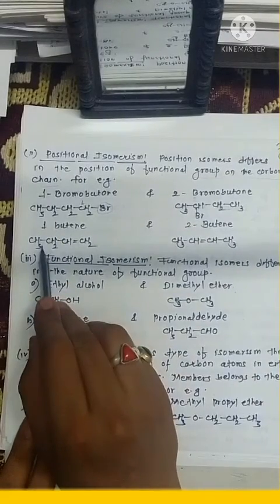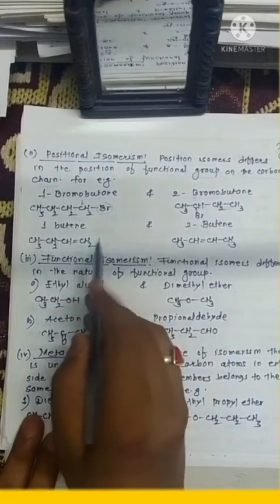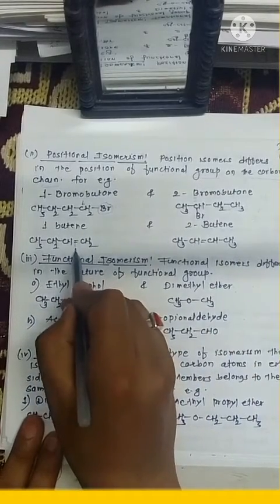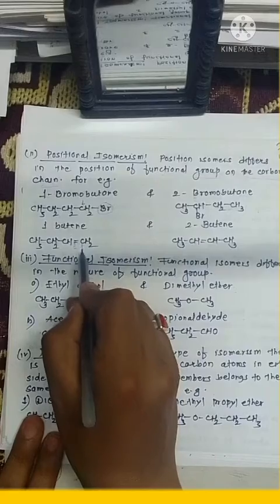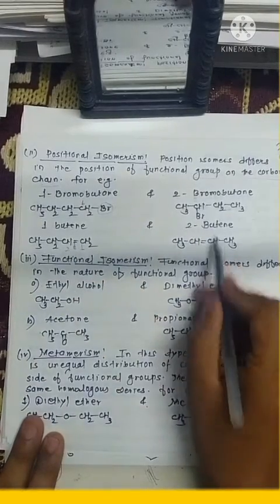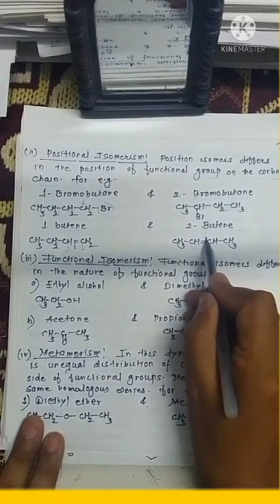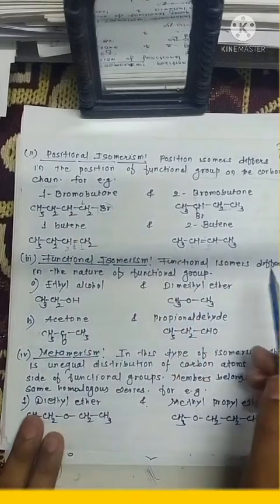Also see the example of 1-butene and 2-butene. In this case, the double bond, that is the functionality, is present between the first and second carbon atom. In 2-butene, the functionality is present between the 2nd and 3rd carbon atom. So they are positional isomers of each other.